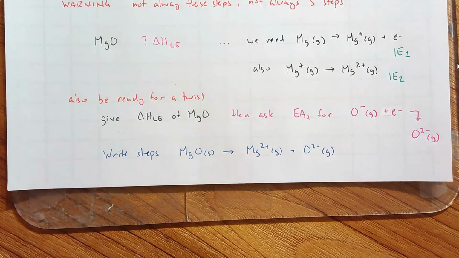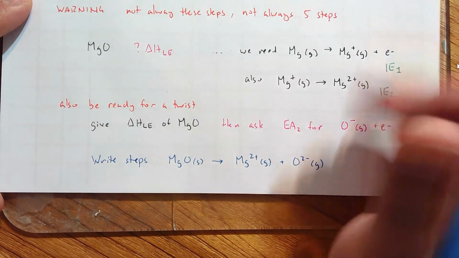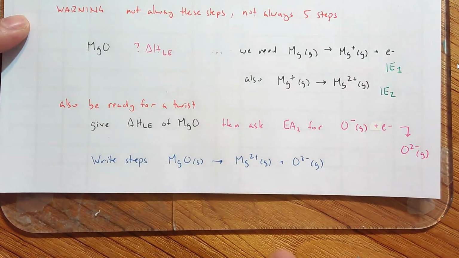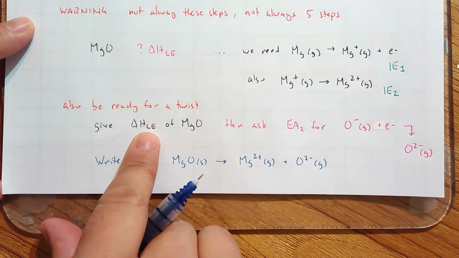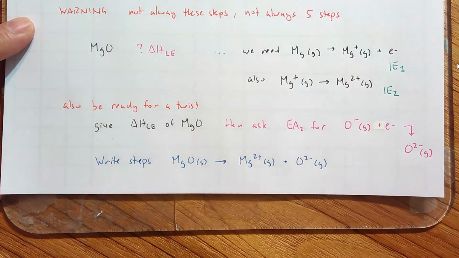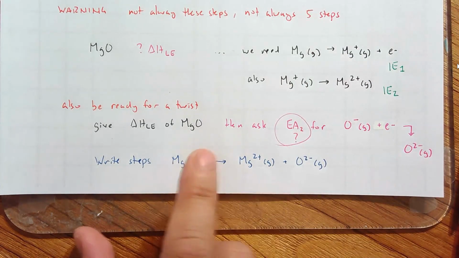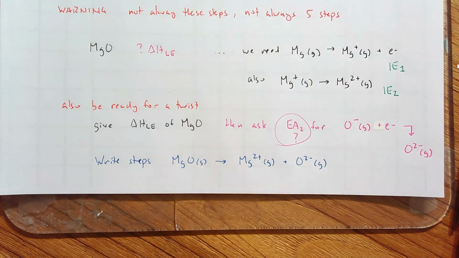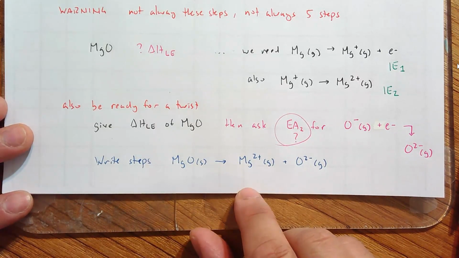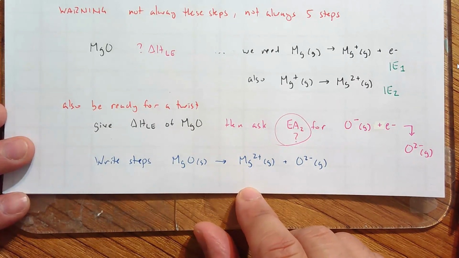Okay. I may actually do the full problem, maybe this one, where they give us the lattice energy and we have to solve for the EA2, electron affinity. I may be able to do this in another video, probably right before, as a review for the exam.